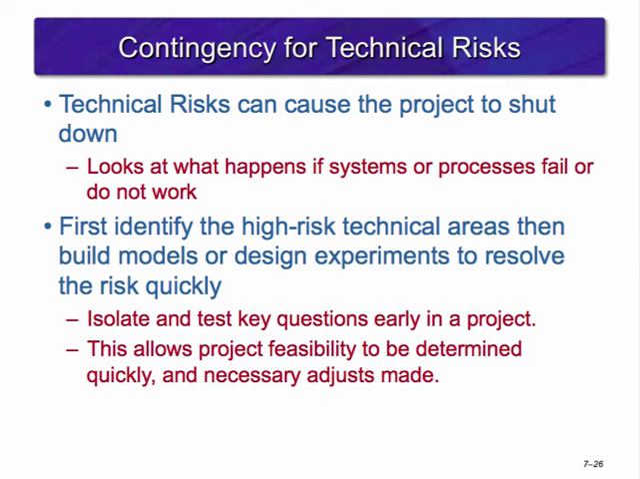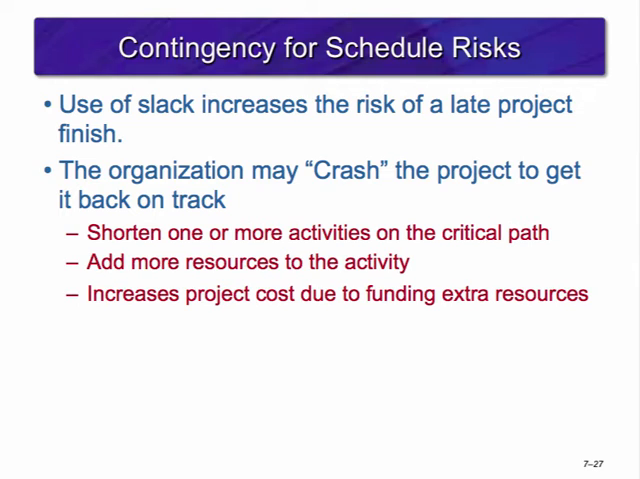The first thing to do is identify the high-risk technical areas, then build models or design experiments to resolve the risk as quickly as possible. By isolating and testing the key technical questions early in the project, project feasibility can be quickly determined and necessary adjustments made, such as reworking the process or, in some cases, closing down the project.